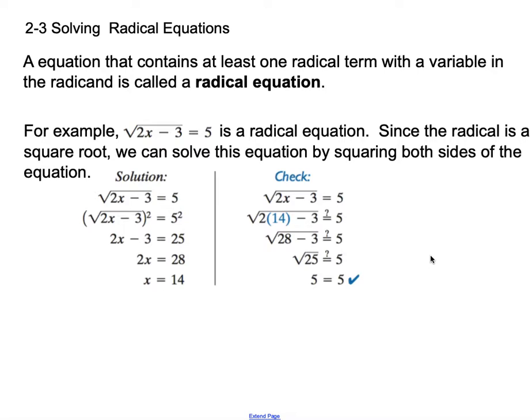Then you can just solve this normally. You can add 3 and then divide by 2, and you get x equals 14. And then you can always check. You can substitute it back in for x and make sure that it does equal 5. What you're seeing on the right-hand side is a check of substituting 14 in there, and they see that yeah, the square root of 25 does equal 5, so it does work.